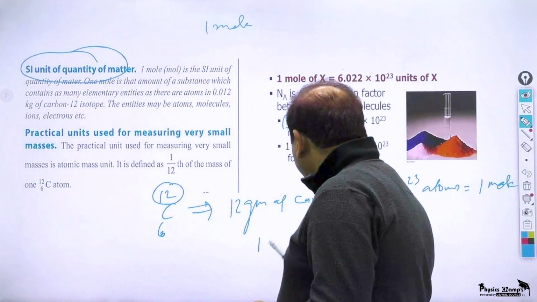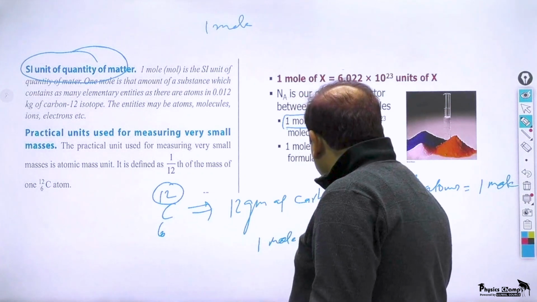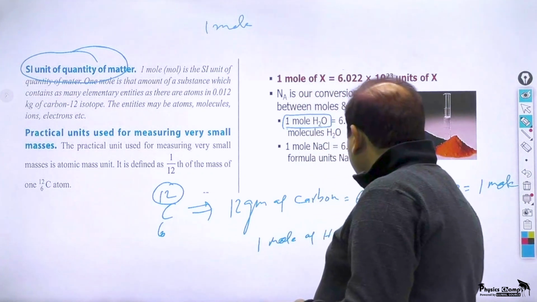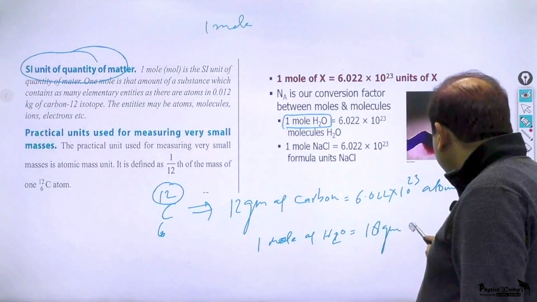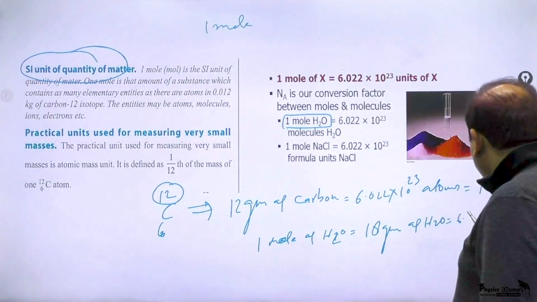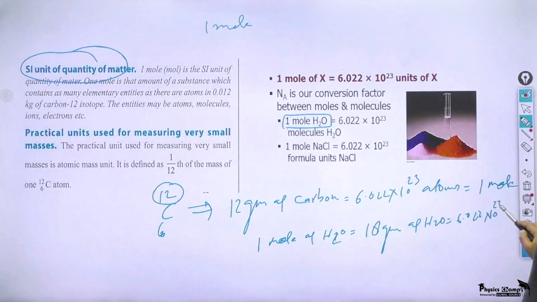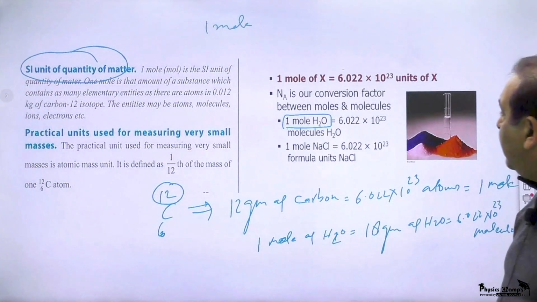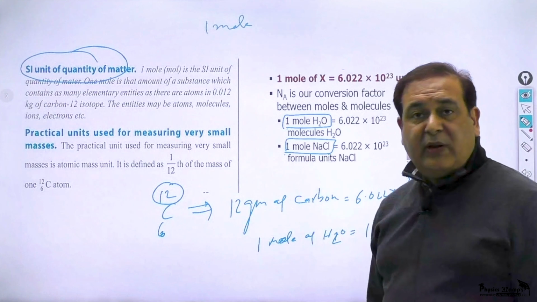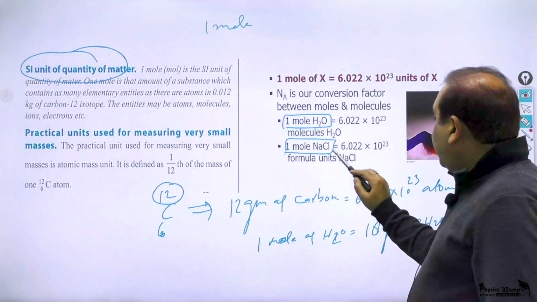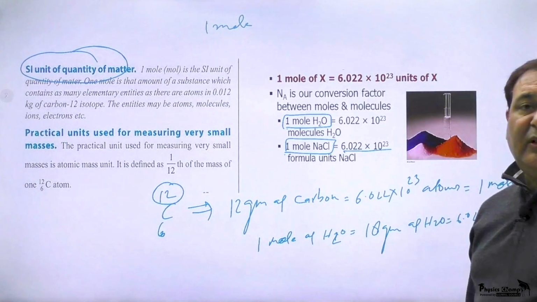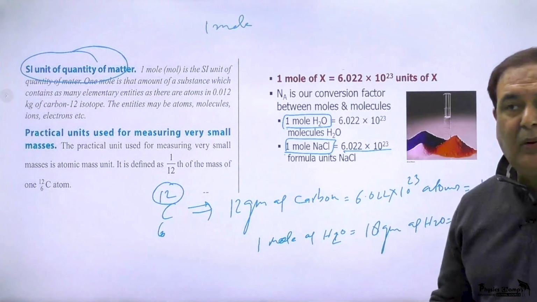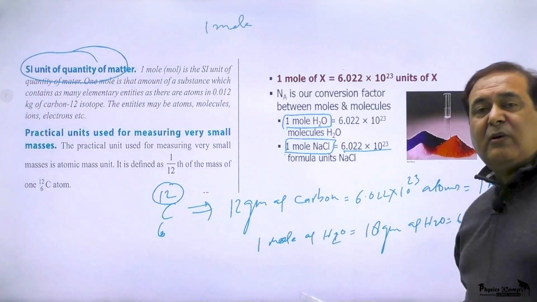So 1 mole of H2O, how to get it? For H2O, the atomic mass will be 18. So 18 gram of H2O will have 6.022 × 10^23 molecules of it, and it will make 1 mole. Similarly, 1 mole of NaCl, sodium chloride, will have 6.022 × 10^23 molecules of it, and it will make 1 mole. So I hope you have understood the concept of 1 mole.